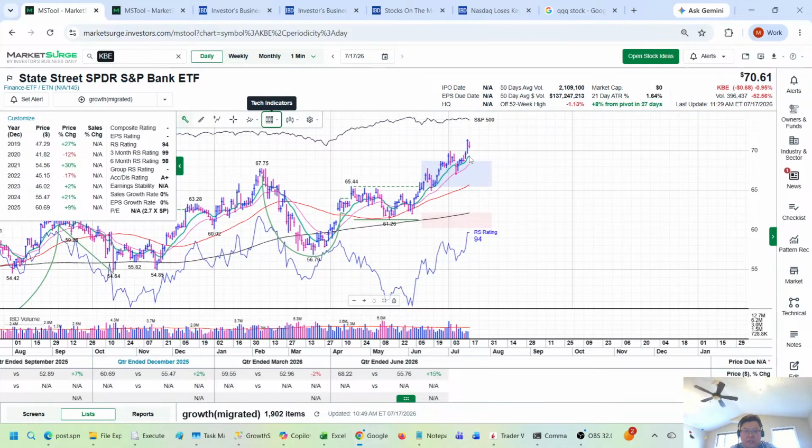Obviously it was a little bit extended from the 10 day. If this rally is going to last, it's going to keep riding the 10 day. So we've got to give it some time and be patient. The banks seem to be the leaders at least this week, so we'll see if that can continue on. And obviously more earnings are going to come out next week and so forth.